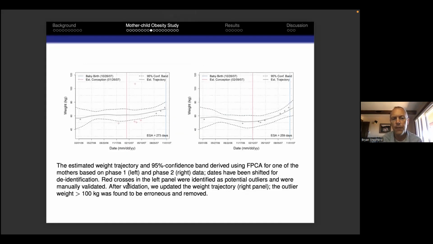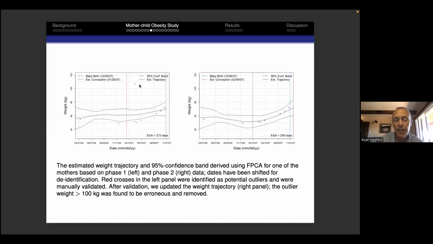Here's an example of flagging for outliers in weights. This is actual data. It's been date shifted, so it's still de-identified, but this is what we received in the EHR. This is the functional principal component analysis estimate of the trajectory, and these are the 95% confidence bands. We flagged all weights that were outside of the bands, which correspond to 5 in this plot, and we had her look through those.